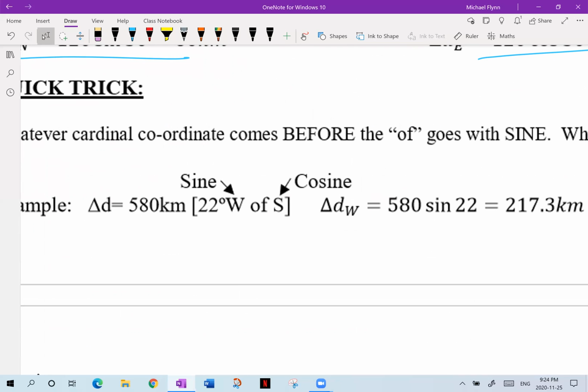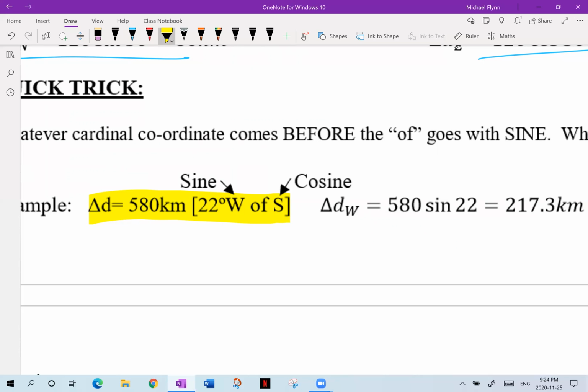So when you get a vector like this one here, delta D is 580 kilometers, 22 degrees west of south. We want to know the components without drawing a picture, because drawing a picture wastes time. The promise of this method, everyone, is that you don't have to draw a diagram. So what if we could find the components without drawing a picture? Well, that would save us lots of time.